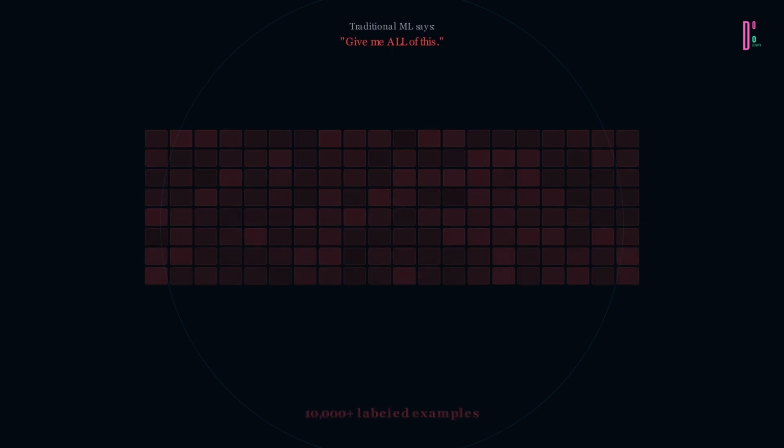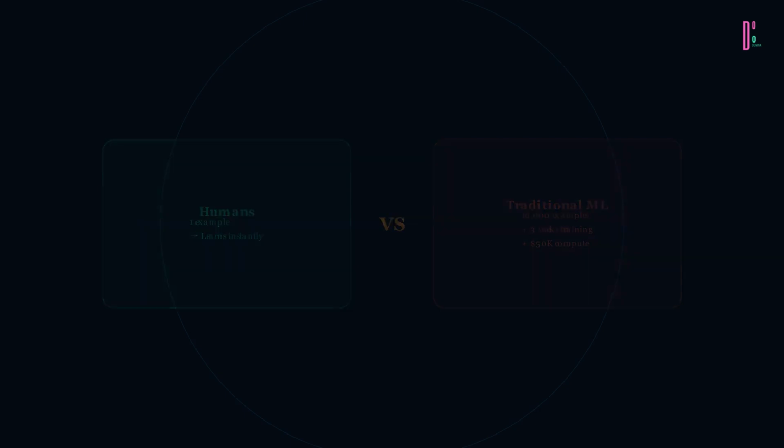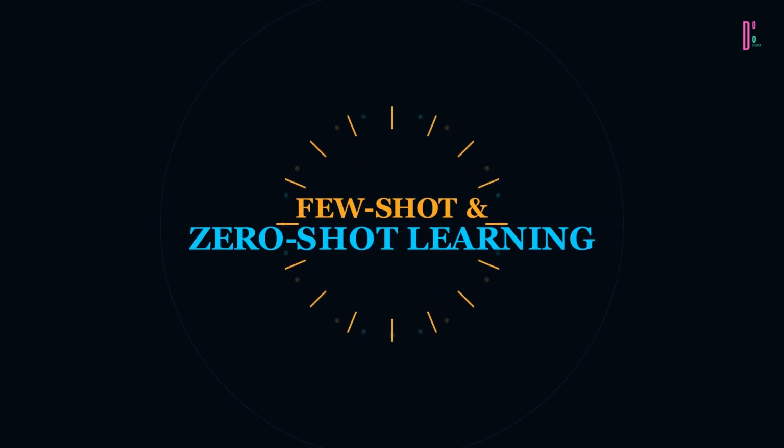Traditional AI says, sure, just give me 10,000 labeled examples, a GPU cluster, and 3 weeks of training. That gap between human learning efficiency and machine learning hunger has haunted AI for decades. But what if machines could learn like us? What if a model could classify with 0 examples? Or master a new task from just 3?